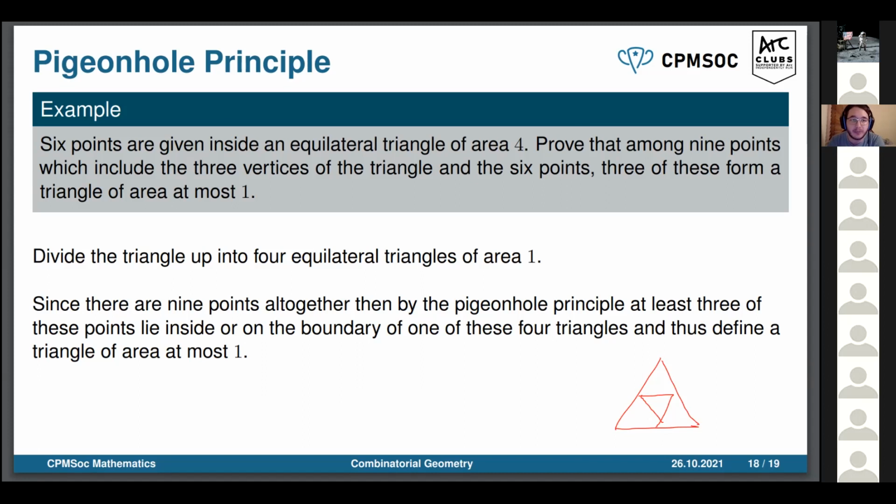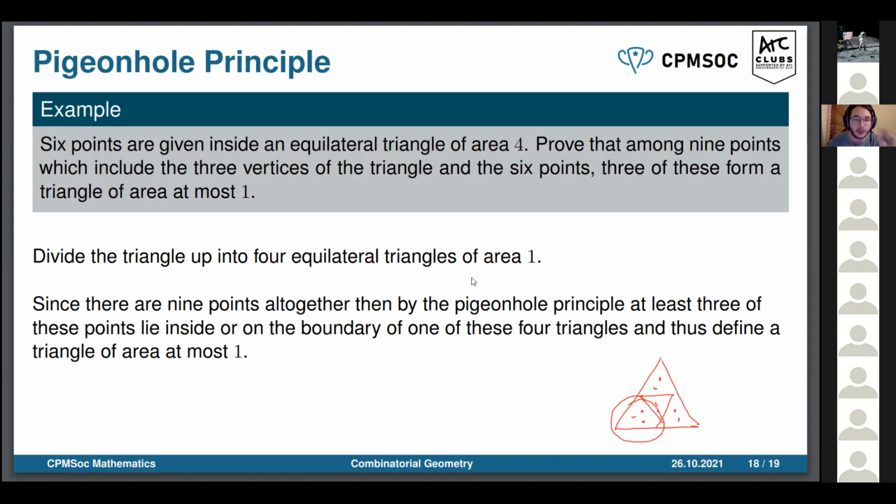So if we were to put them in the triangle somewhere, by the pigeonhole principle, we must have at least 3 in one of the pigeonholes, right? So if we tried to very evenly distribute things, we could have maybe 2 over here, maybe 2 here, 2 here, 2 here, and then the last one would have to fill in one of them, right? So one of the triangles here of area 1 has a smaller triangle within it. So because we've got a triangle within a triangle of area 1, we've formed a triangle that has area at most 1, and we're done.